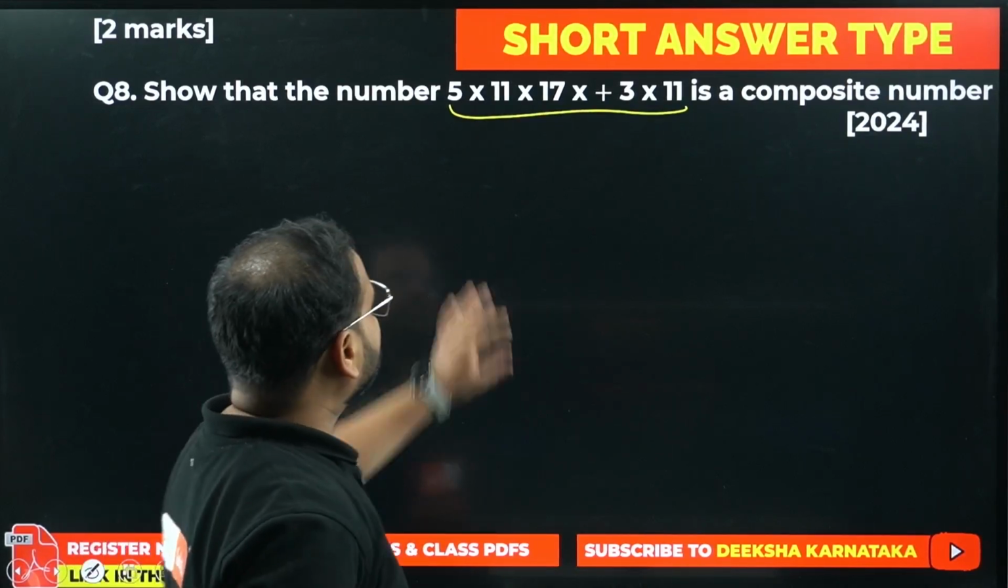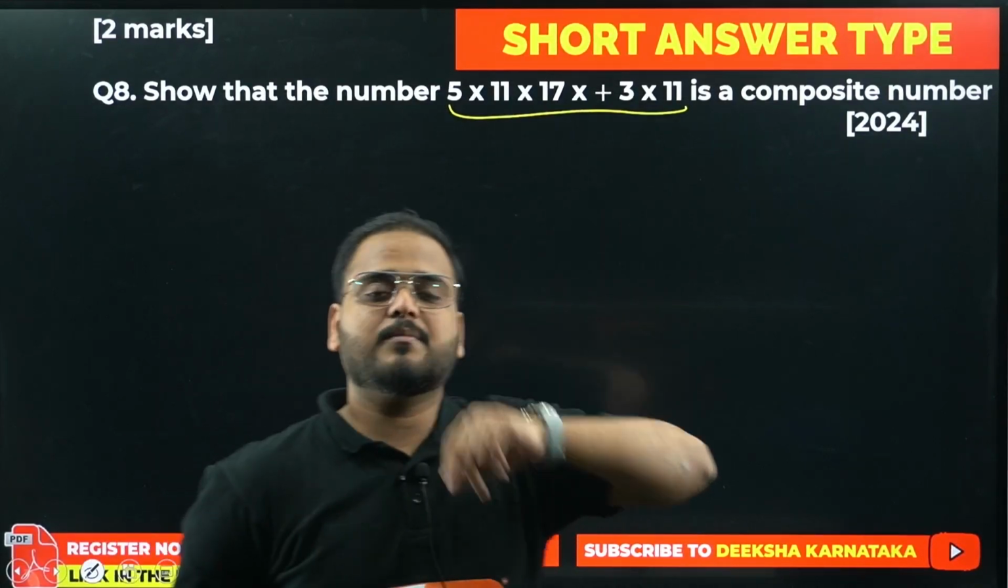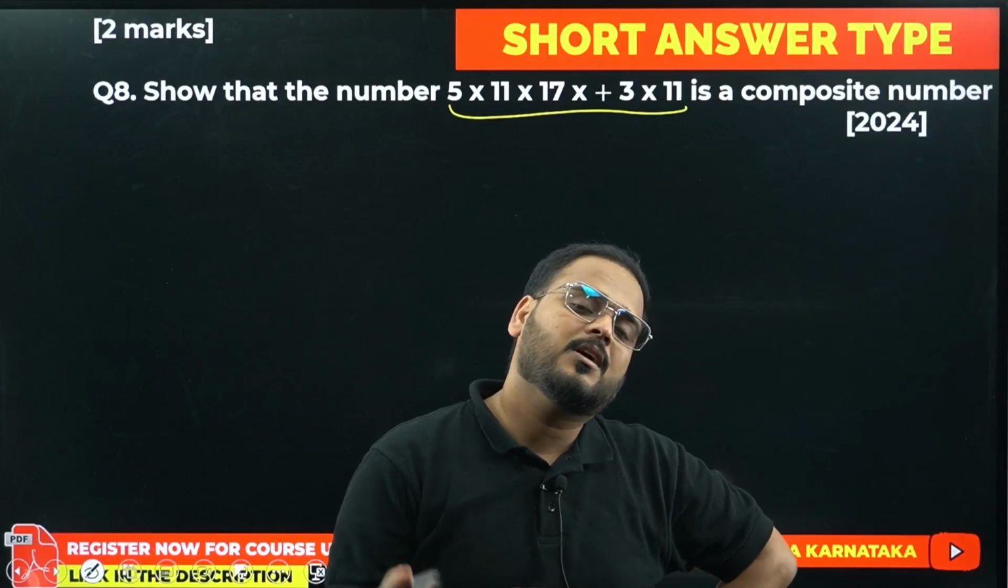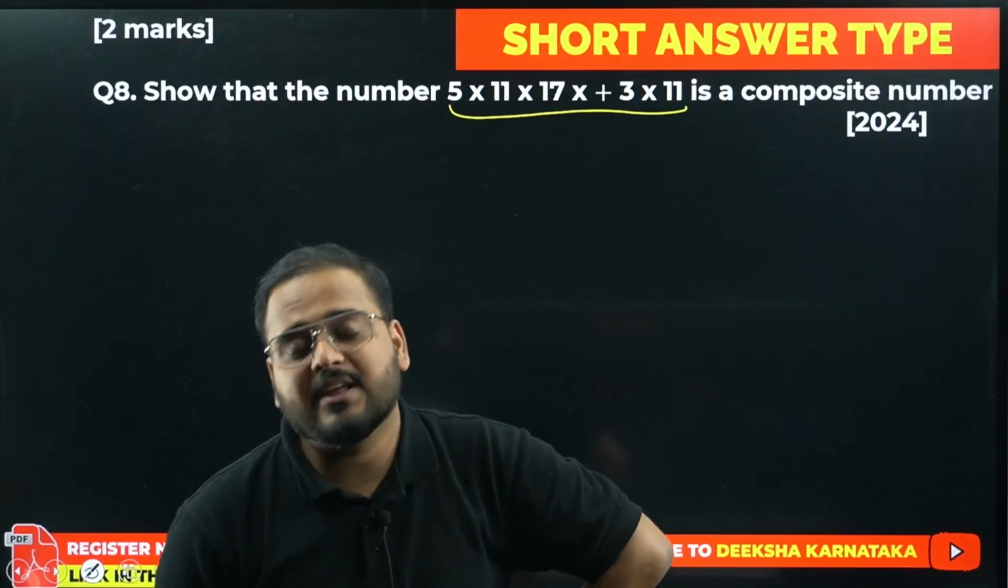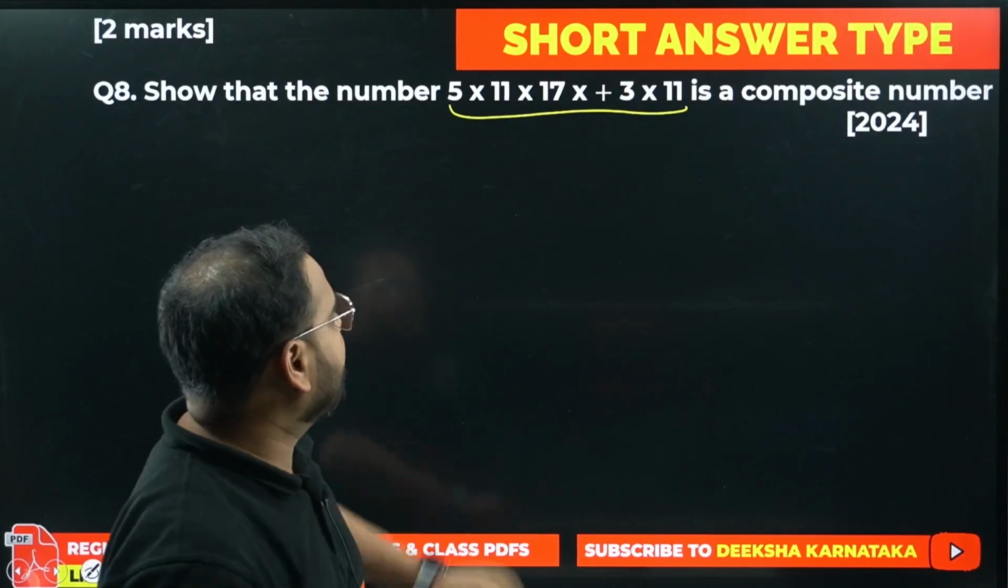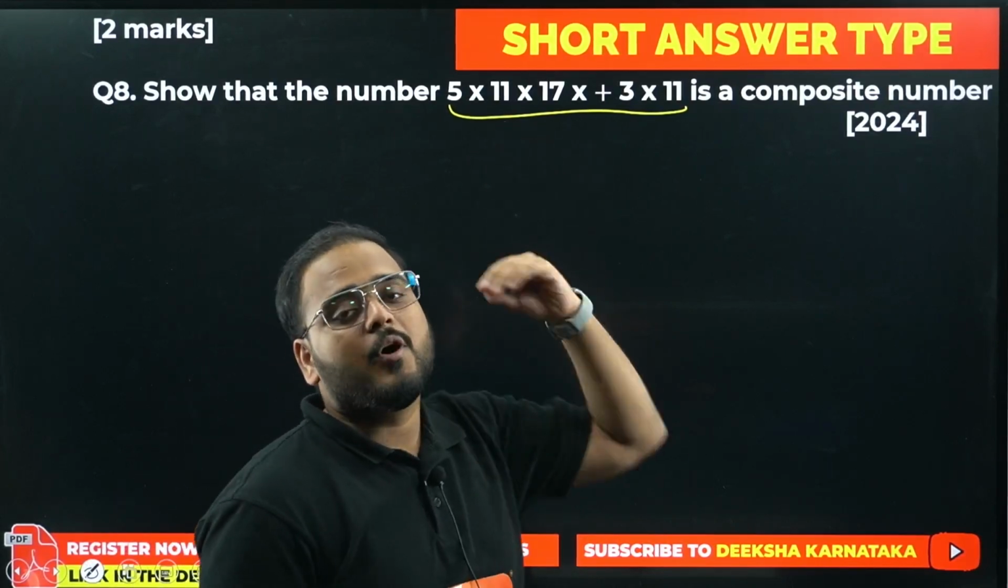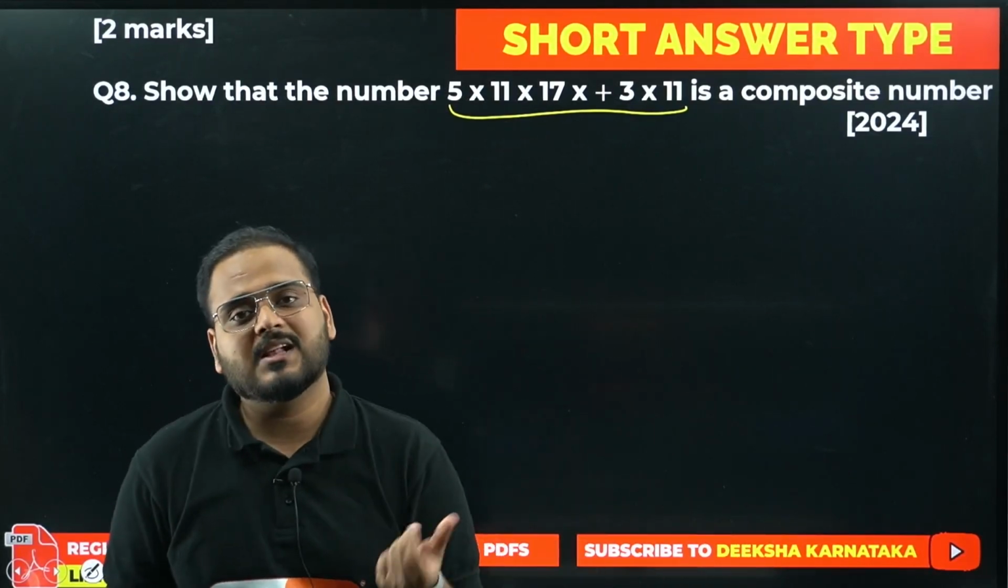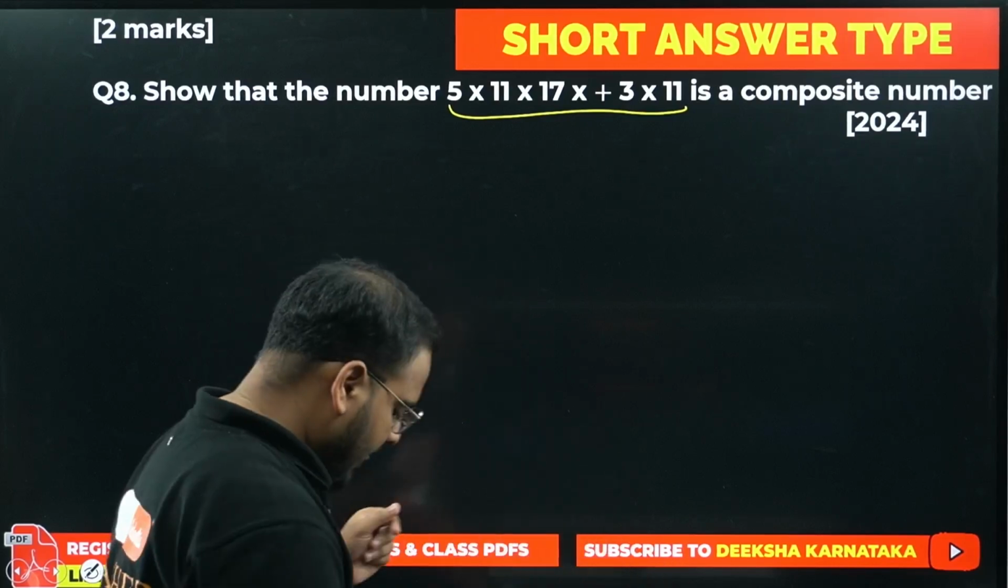Prove this given number is a composite number. So if you remember the fundamental theorem of arithmetic, it states what? Any composite number can be expressed in the form of a product of primes. So if I can express this number in the form of a product of prime numbers, then I'll say it is a composite number. Okay, chaliye dekhte hain.